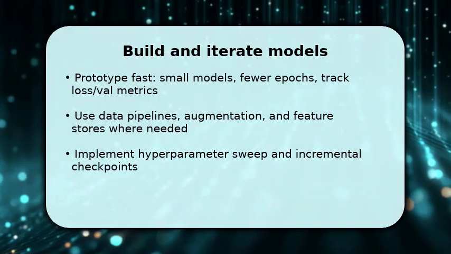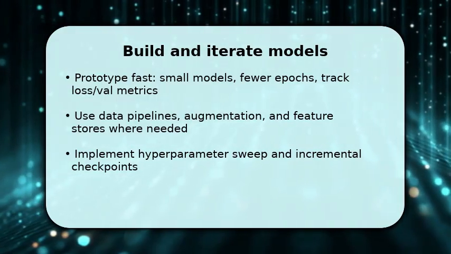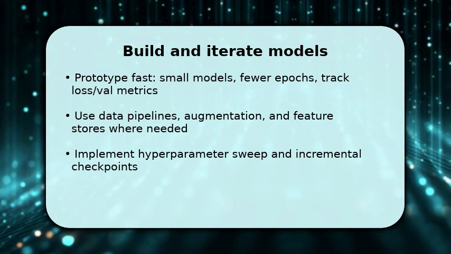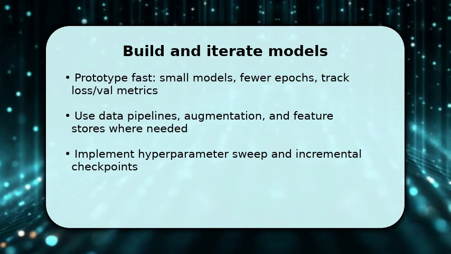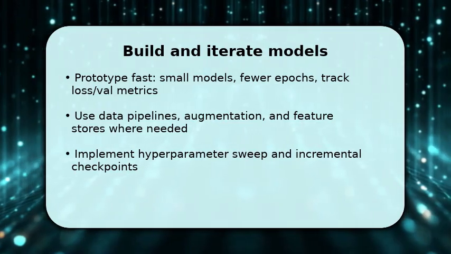Once you see gains, run controlled hyperparameter sweeps and save incremental checkpoints so you can roll back. Make sure to log training curves and sample predictions. Those visuals tell you why a change helped or harmed performance.